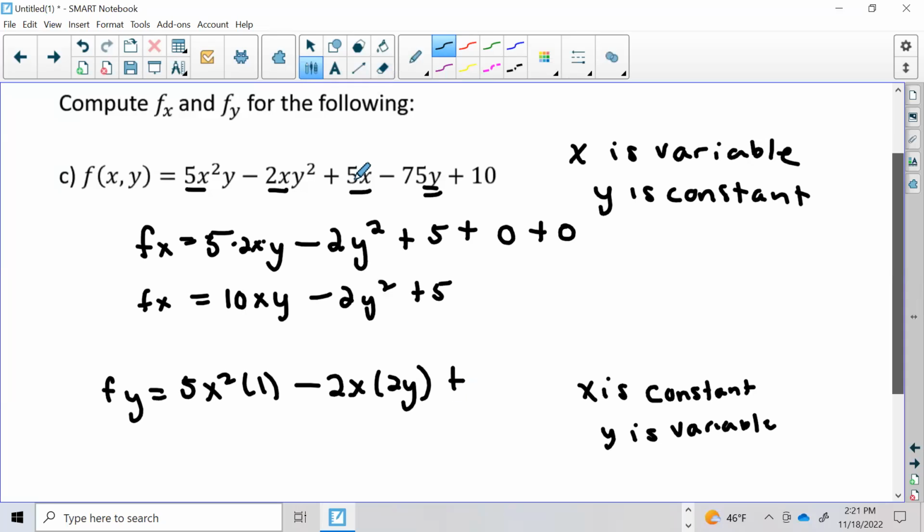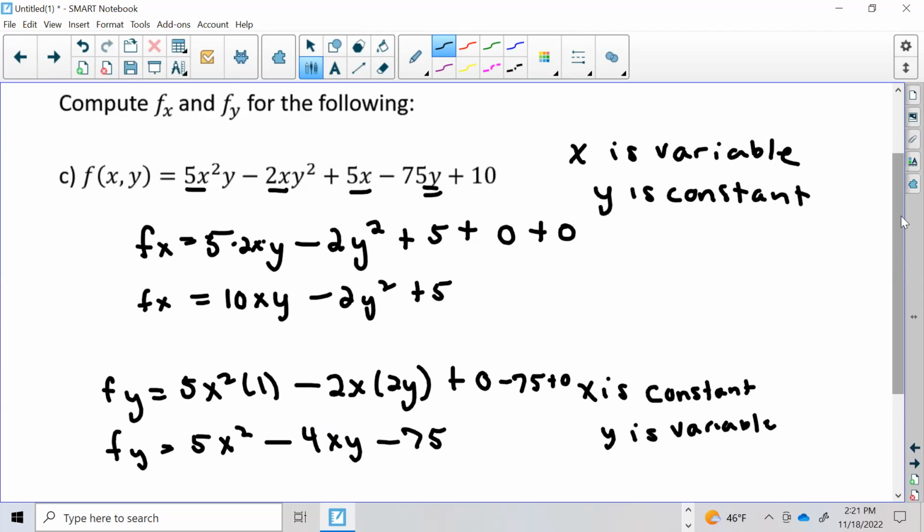Okay, but now I have 5x, which is, you can pretend like it's just 5, it's a constant, and that derivative is 0. Okay, 75y is minus 75, and then the derivative of 10 again is, of course, plus 0. So if we simplify this, we get 5x squared minus 4xy minus 75. And then this is my partial with respect to y.